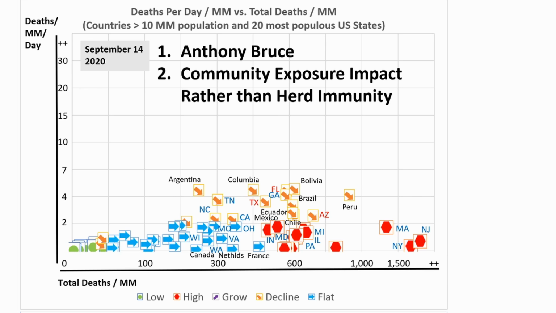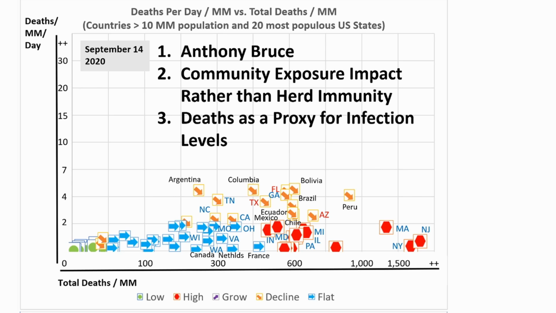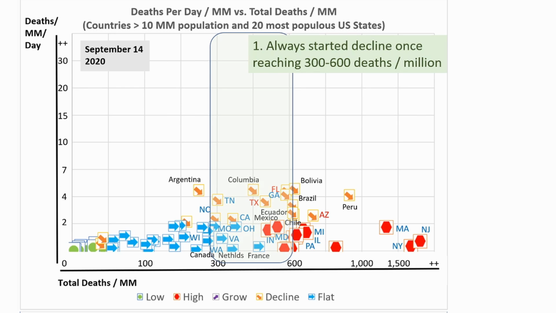Third and finally, when I refer to something changing when we observe X number of deaths, this is a communication shorthand along two dimensions. First, deaths are being used as a proxy for infection levels. And second, the infection mechanisms that are driving changes in deaths occur roughly 2 to 4 weeks prior to deaths. With that, let's get started.